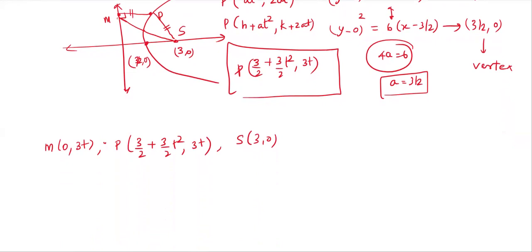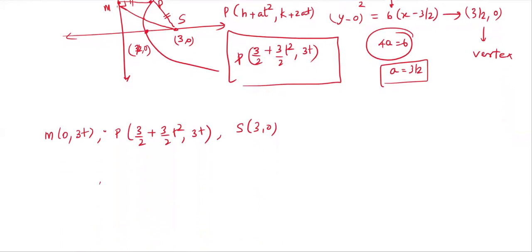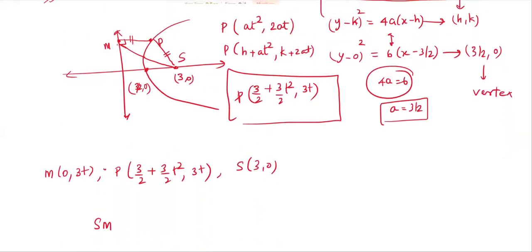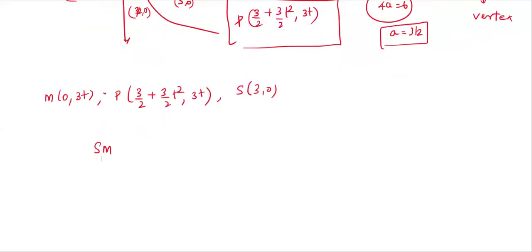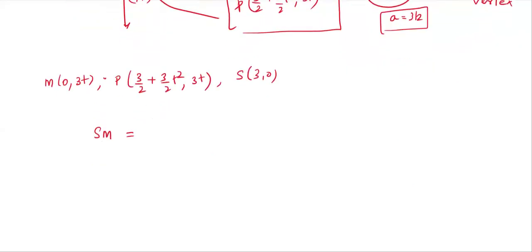Now first of all, what is SM? Because we know that PM and PS are equal by the definition of parabola, we are not looking into that. Let's see what SM is here. By the distance formula, SM square is equal to 3 square plus 9 t square. This is SM square, right?